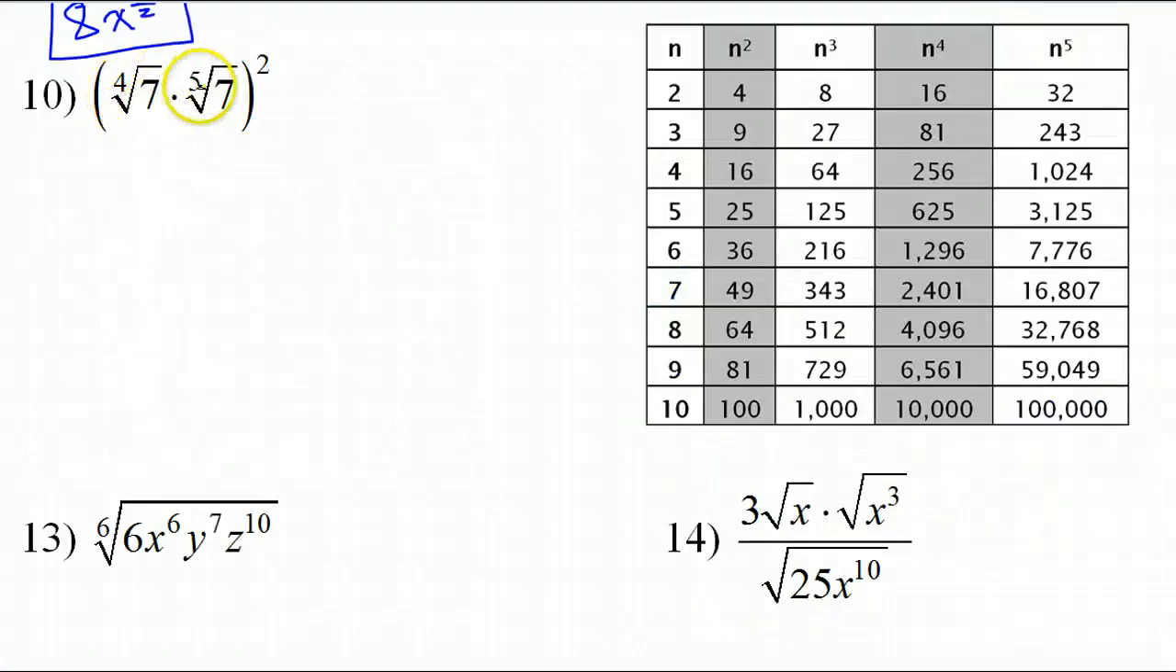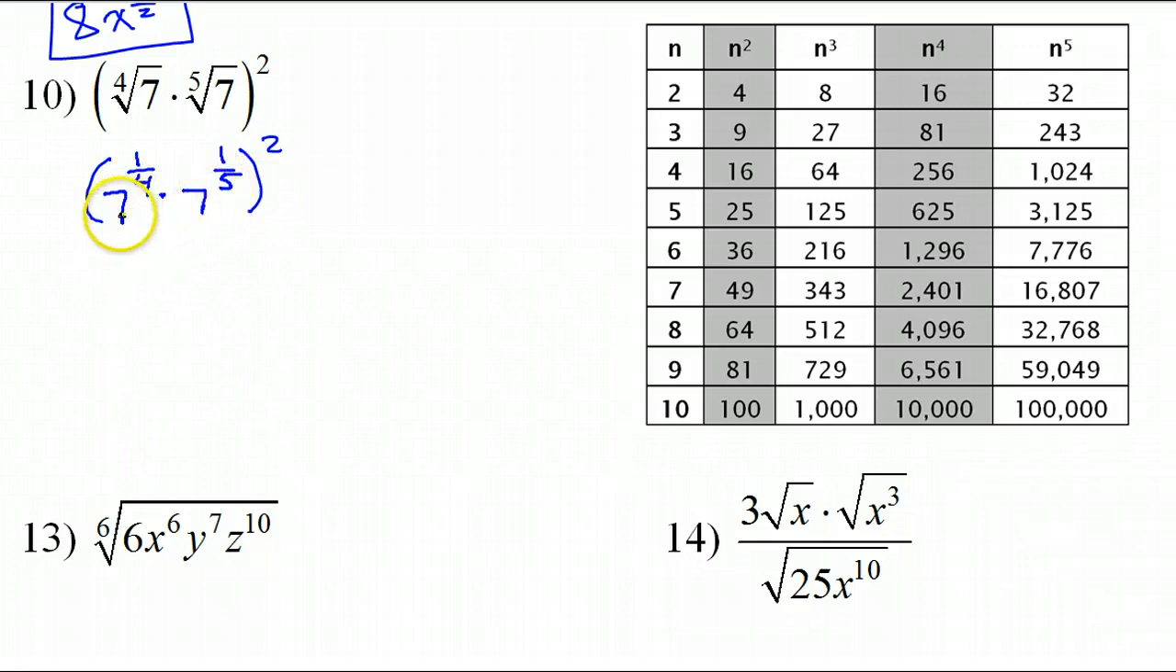Number 10. The roots are not the same. So I cannot multiply the bases. But I can do something. What can I do? Well, see there, the 7s are the same. I could do something if I wrote this in exponent form. So a problem like this, you really want to go ahead and write this in exponent form. Now, if necessary, unless this simplifies down to a whole number, we will have to turn it back into radical form at the end. Fourth root is the same thing as the 1/4 power. Fifth root is the same thing as the 1/5 power.